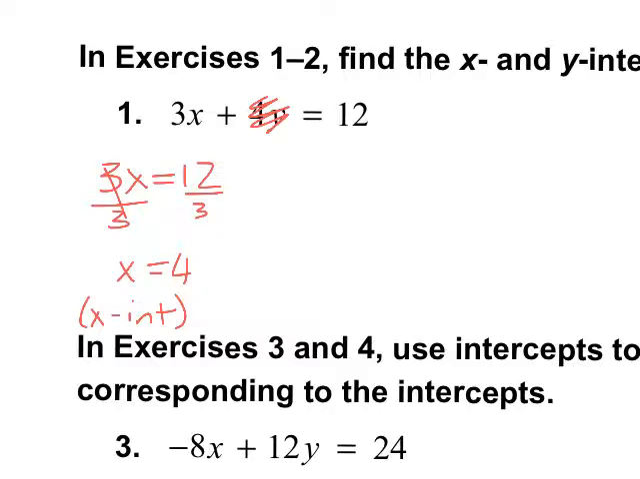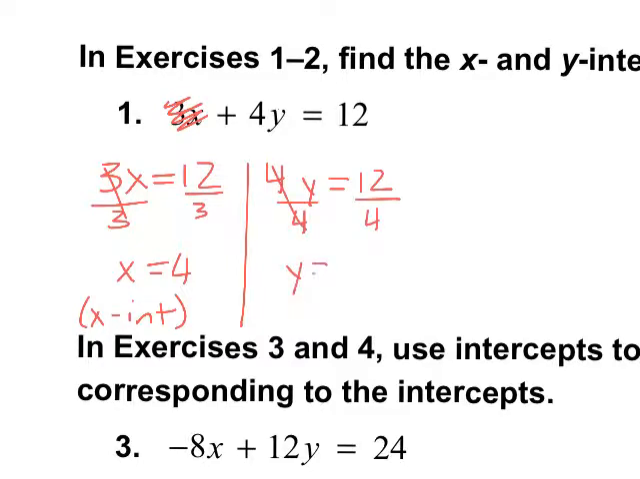Then in order to find my y-intercept, I'm covering up x. So I cover up x. I'm left with 4y equals 12. I divide by 4 on both sides, and I end up with y equals 3. And that's my y-intercept.